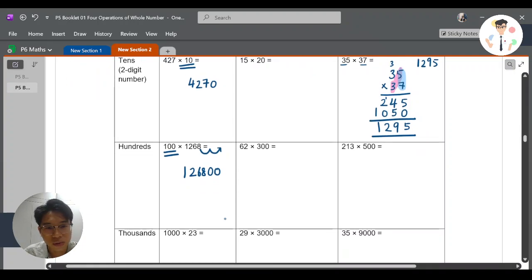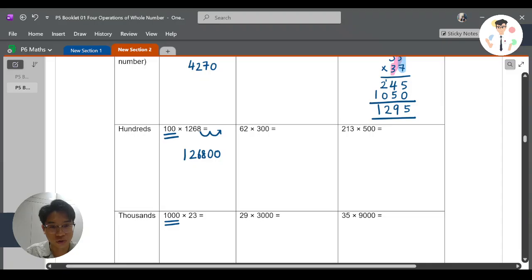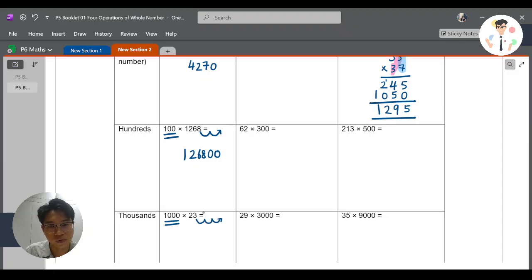Huh, teacher, how about 3 zeros now? Does it work the same thing? Yes, it works the same way. 3 zeros means how many times? 3 times. So 1, 2, 3. So 0, 0, 0. So the answer is 2, 3, 0, 0, 0.